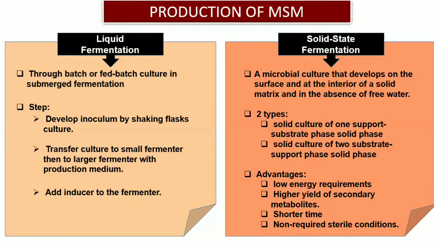For solid state fermentation, it is a microbial culture that develops on the surface and at the interior of a solid matrix in the absence of free water. There are two types, which are solid culture of one support substrate, solid phase, and solid culture of two substrates, support solid phase. The advantages are low energy requirement, high yield of secondary metabolite, shorter time, and no sterile condition required.